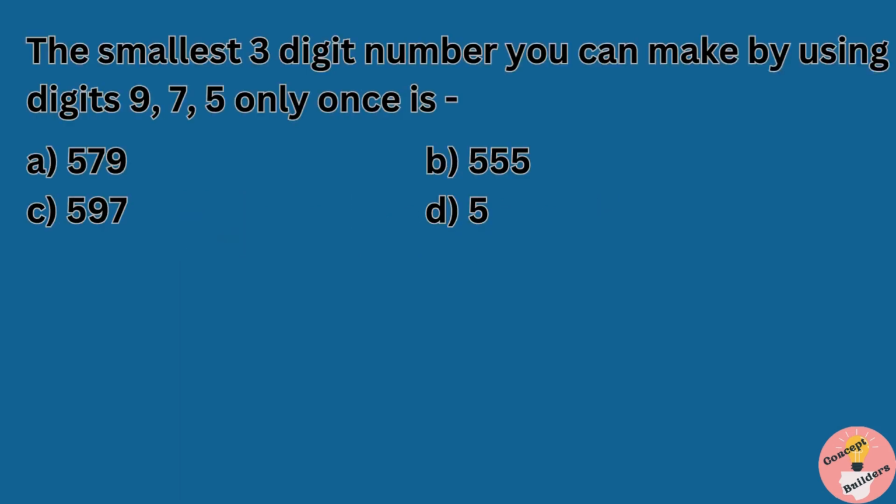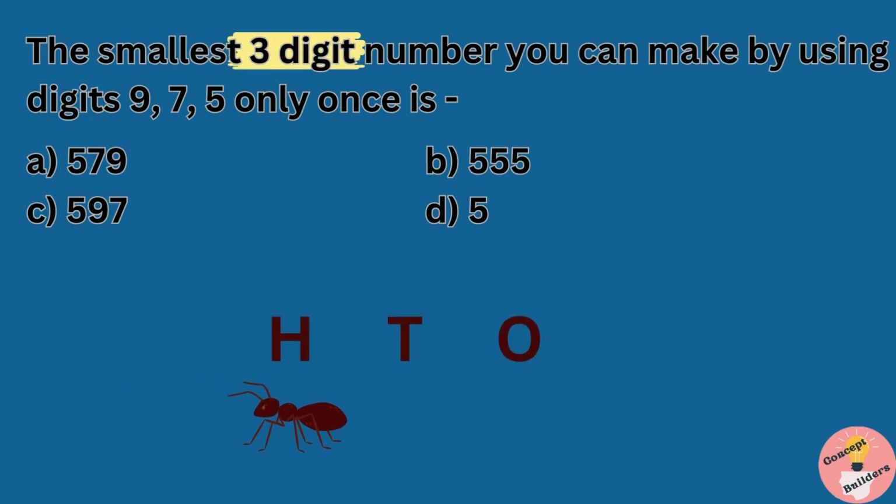Next challenge. Here we have to form the smallest number with the given digits 9, 7, and 5. This is just like the last challenge, but this time we want to form the smallest number. So we need to put the smallest digit in the most important place, the leftmost place. Let's create 3 places here since this is a 3-digit number: ones, tens, and hundreds place. The smallest digit is 5, so put 5 here in the leftmost place.